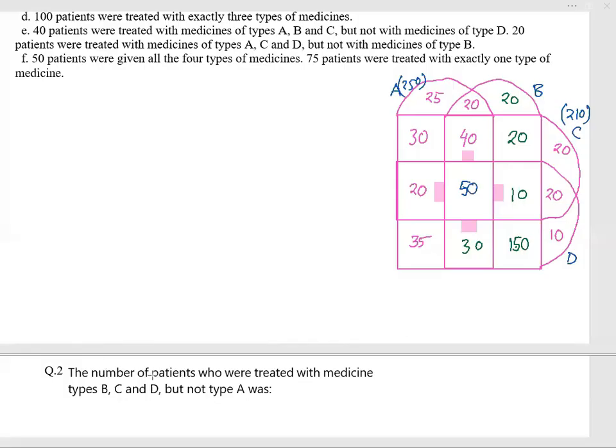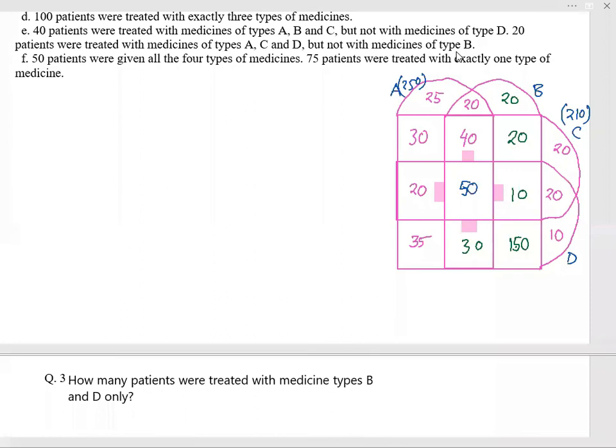Now, second question: the number of patients who were treated with medicine types B, C, and D, but not type A. B, C, and D, but not A will be this segment. So this one will give me the answer as 10. So this answer would be 10.